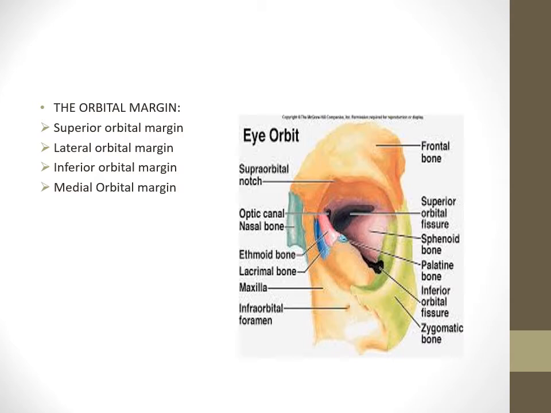The significance of the supraorbital notch is that whenever you want to give a peribulbar block to the patient during cataract surgery, you have to locate the supraorbital notch, and along that notch you have to inject your needle. Then the lateral orbital margin is formed by sphenoid bone and zygomatic bone. The inferior orbital margin is formed largely by the maxilla, and a small part is formed by zygomatic bone. And the medial orbital margin is formed by the ethmoid bone and the lacrimal bone.